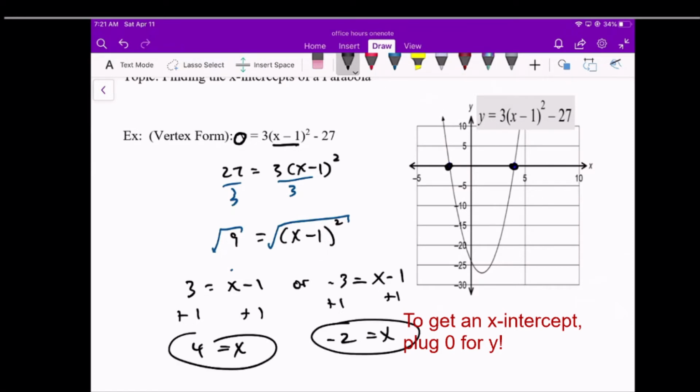And it looks like 4 looks reasonable based on the graph, and this looks like that could be -2, so we probably got that right. Don't forget, when you take a square root, this thing that's being squared is 9, so that thing could have been 3 because 3 squared is 9, or that thing could have been -3 because -3 squared is 9.